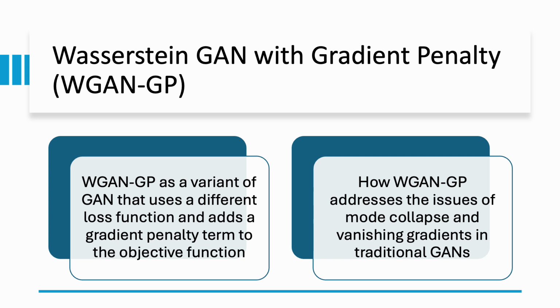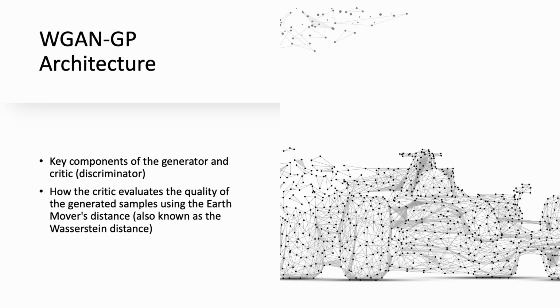Moreover, this approach can be extended to other image-to-image translation tasks in healthcare, such as generation of synthetic mammograms from breast MRI scans or generation of synthetic PET, or positron emission tomography, scans from MRI scans. Hopefully this is helpful in understanding how WGAN GP works.